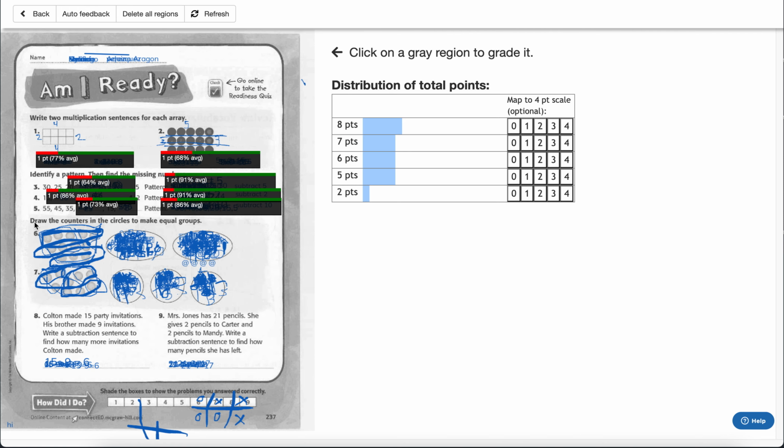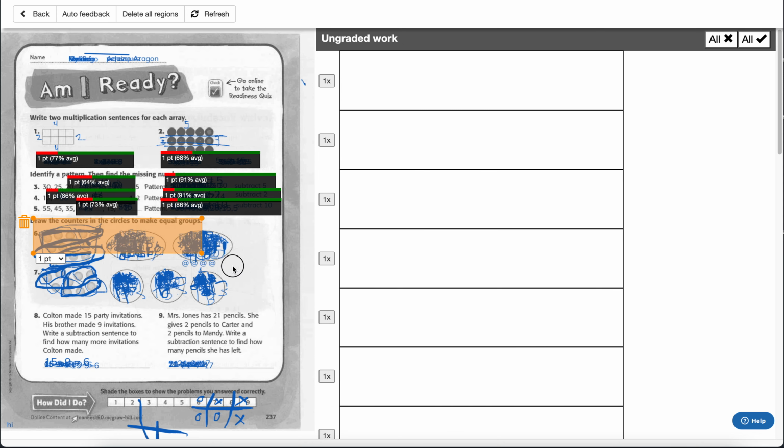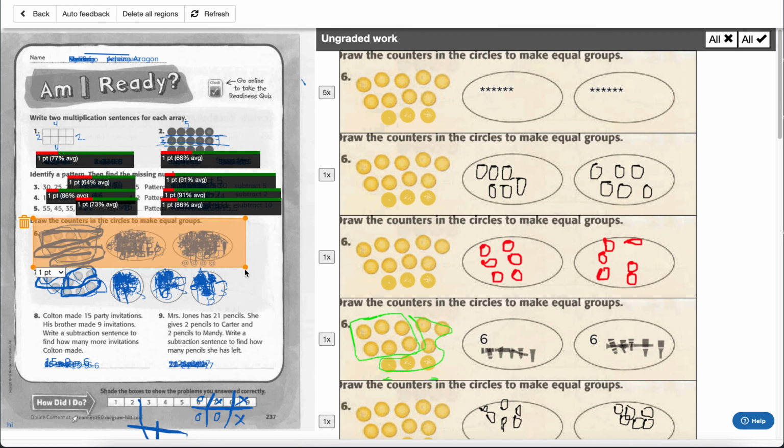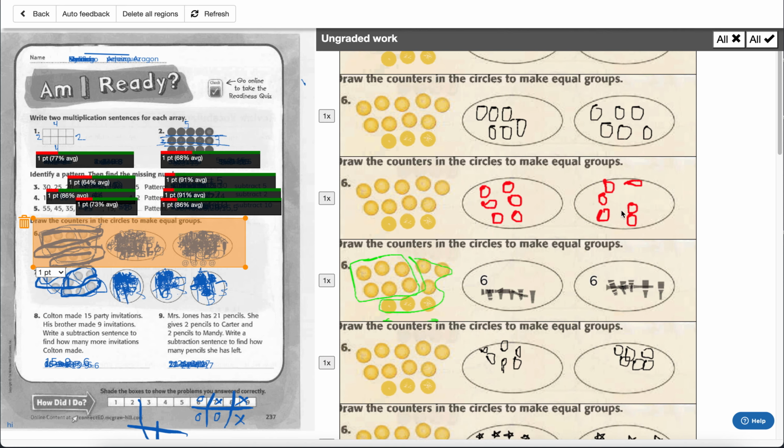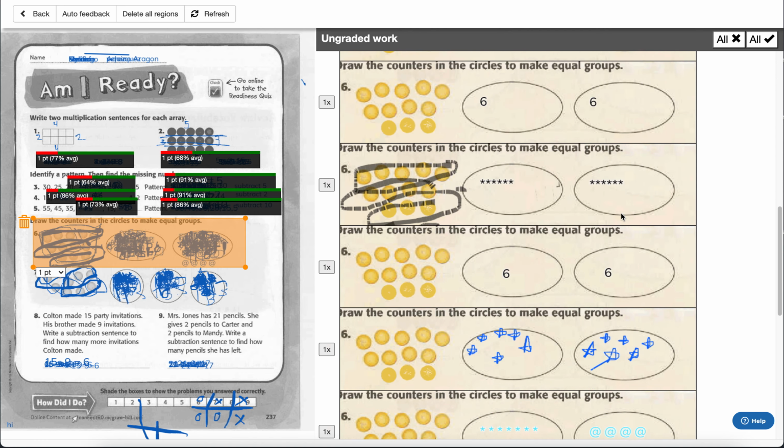Now we have some drawing. We want to put things into groups. So here we can see we have 12. We have 12 things, and we're trying to put it into 6 and 6. So grouping helps a little bit. Let's go ahead and look for things that are wrong.